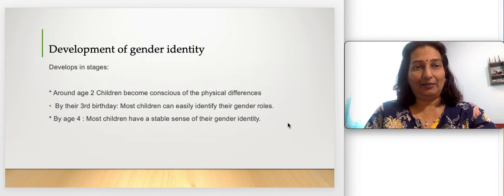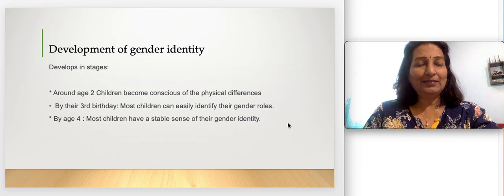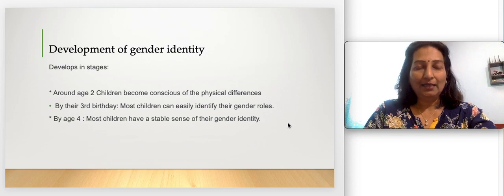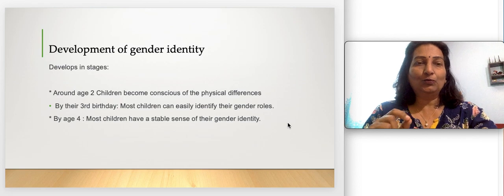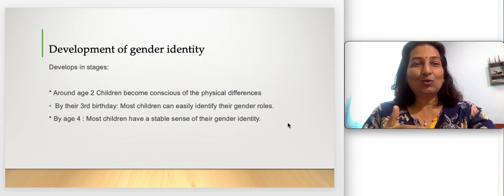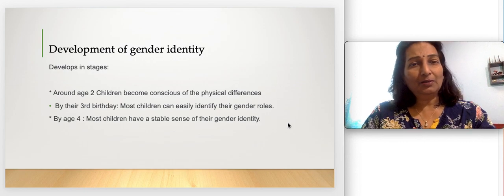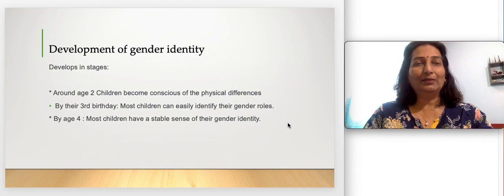So how does a child know which gender it belongs to, whether feminine or masculine? It develops in stages. Around the age of 2 years, the child becomes conscious of the physical differences. The child starts telling about the boy and girl, they come to know. Then by the third birthday, most children know their gender roles.